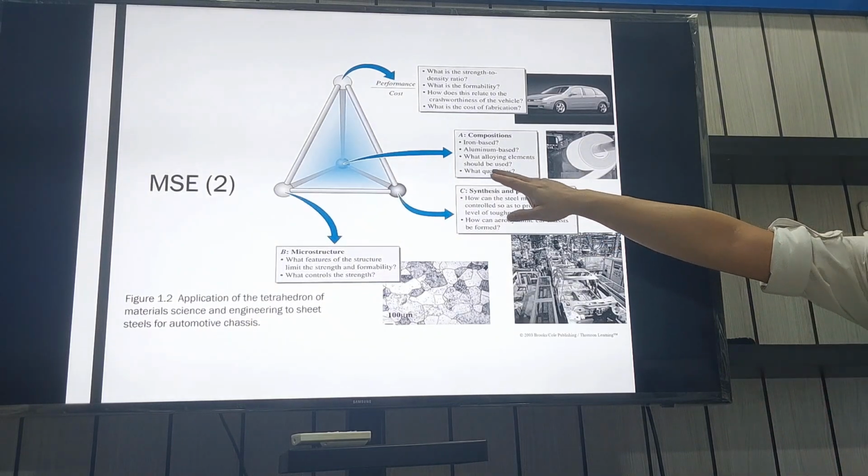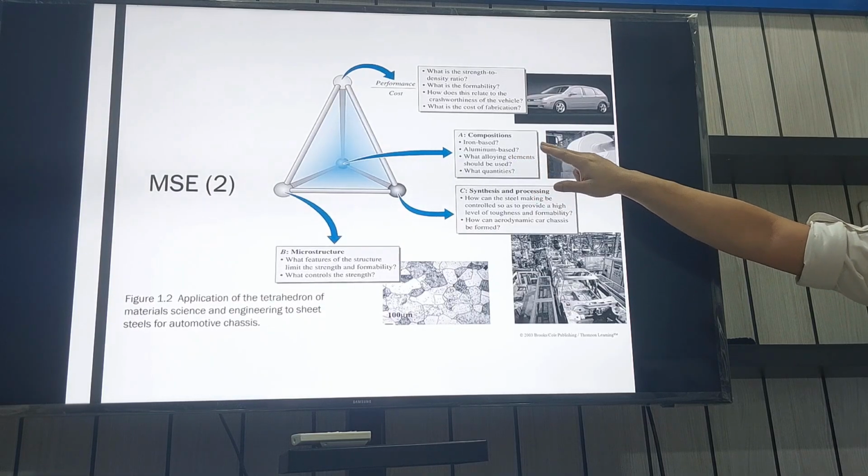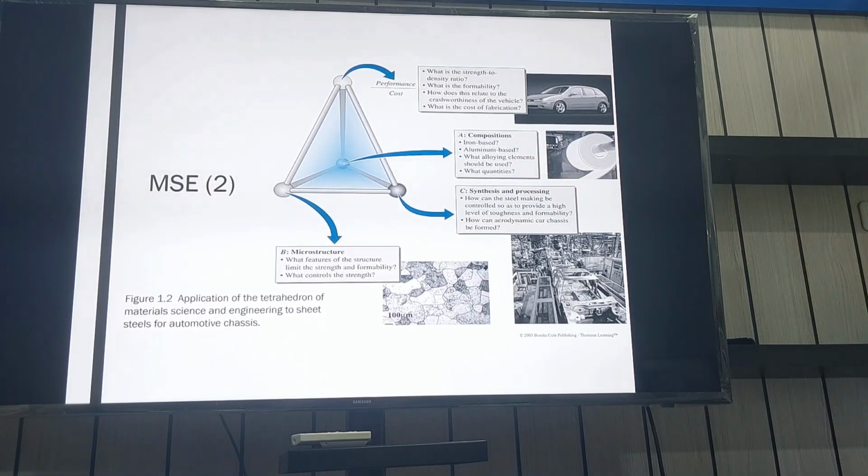Maybe for this composition, aluminum based, 70% aluminum and 30% iron, what is the method to combine this kind of material into one material? Maybe melting. Melting? What working process? Above recrystallization temperature?